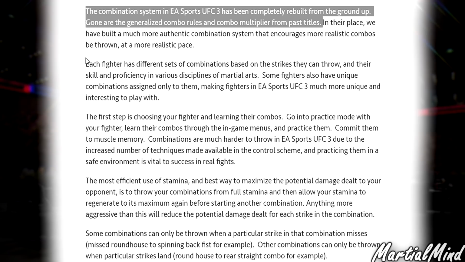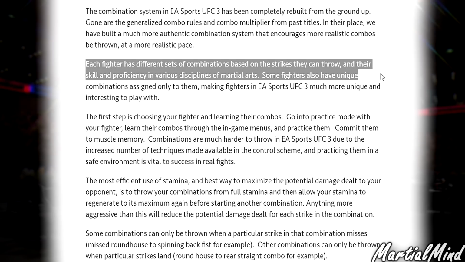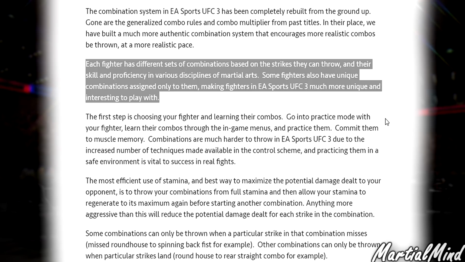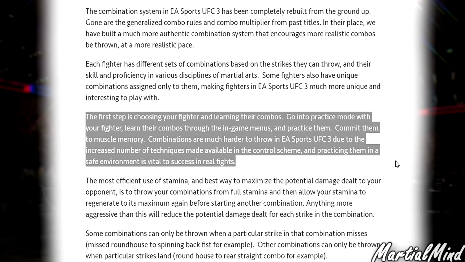Each fighter has different sets of combinations based on the strikes that they throw, as well as their skill set and proficiency in various disciplines of martial arts. Some fighters also have unique combinations assigned only to them, and I personally love this because it makes fighters in EA Sports UFC 3 way more unique, way more interesting to play with. This also means that you have to learn how to use a fighter correctly. You gotta learn what combos they can or can't throw. A good boxer like Junior Dos Santos will be able to throw more intricate boxing combinations than someone like Frank Mir, for example.